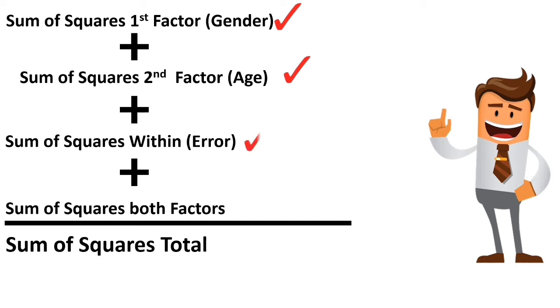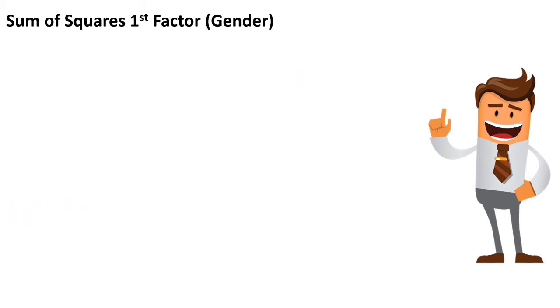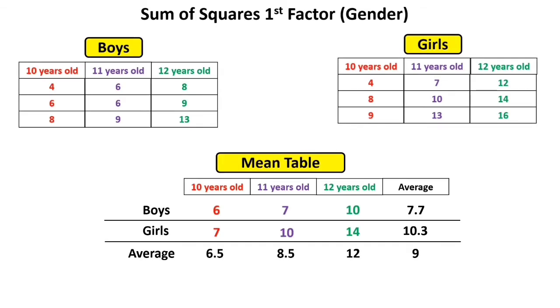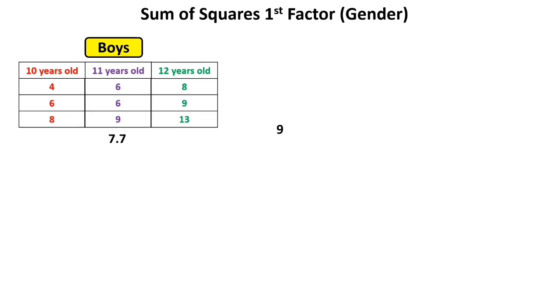Then, let's determine the sum of squares for both factors algebraically. First is the sum of squares for the first factor, which is gender. So let us bring back our tables in and calculate the sum of squares for gender. We use the boys' average against the boys' table and the girls' average against the girls' table. And then, let's take the grand total average against both of them.